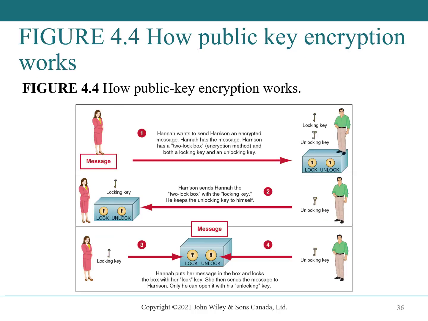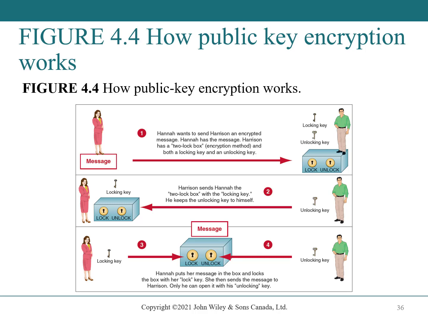Figure 4.4, how public key encryption works. Public key encryption is used in a lot of applications, including things like the blockchain with Bitcoin or other cryptocurrencies. The way it works, we're going to use an example of Hannah and Harrison. Hannah wants to send Harrison an encrypted message. Hannah has the message. Harrison has a two-lockbox encryption method and both the locking key and the unlocking key. Harrison sends Hannah the lockbox and the locking key. He keeps the unlocking key to himself.